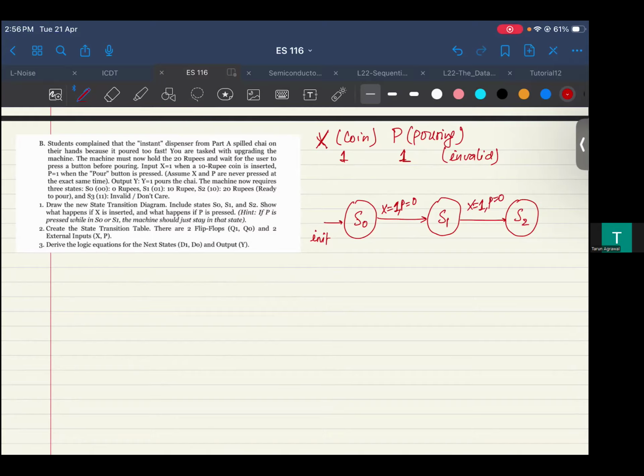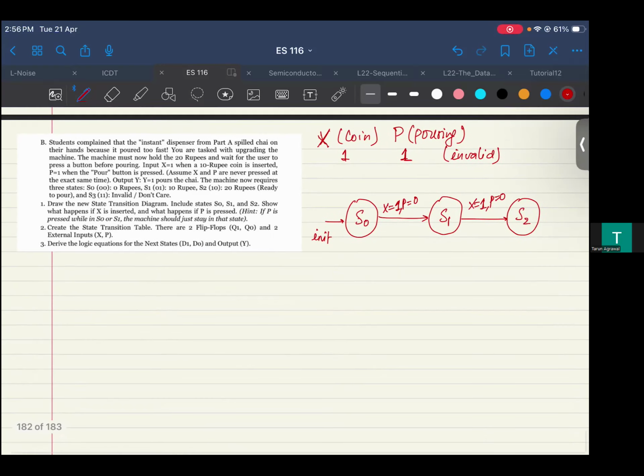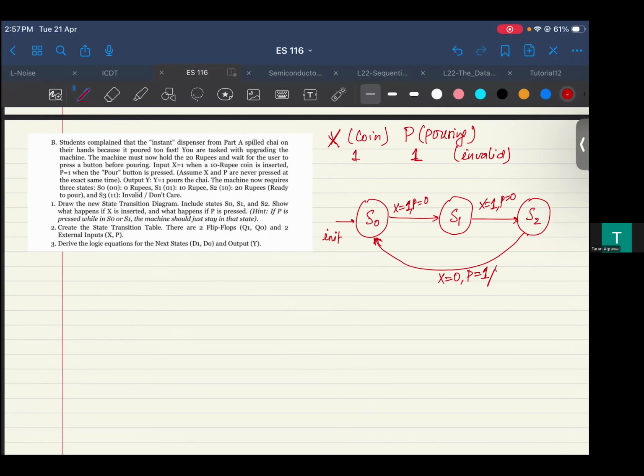Because if P was 1 also, that case would never happen, right? So that's why it is this way. But what happens is, after you are in state 2 and you press P, then you can come and pour the chai. So X is 0 because no coin is put in, you just press pour, and then your output, which is Y, the pouring, becomes 1. Here this is 0, Y is 0. Here also Y is 0.